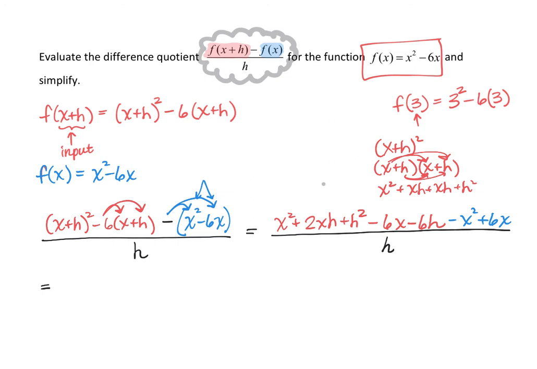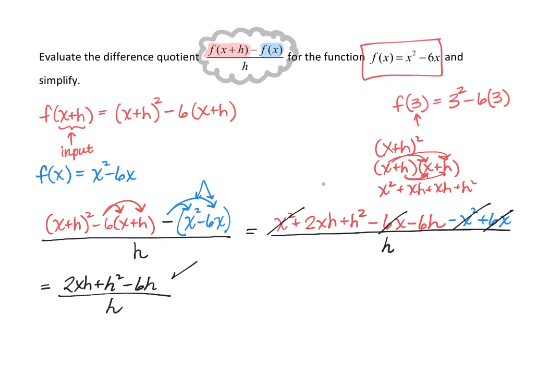So let's go ahead and combine like terms in the numerator. We see that the x squared minus x squared subtracts out, and we have a minus 6x and a positive 6x, and those are going to subtract out as well. So in the numerator, we are left with 2xh plus h squared minus 6h, all divided by h.